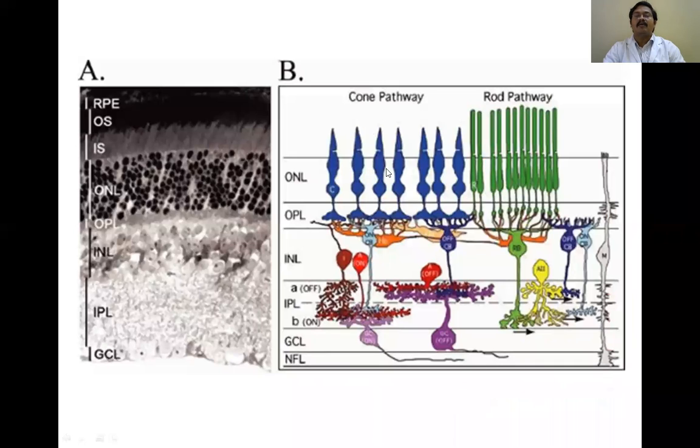This is the cone pathway. This is the new pathway. The old pathway is where only a single ganglion cell has multiple rods synapsing on it.